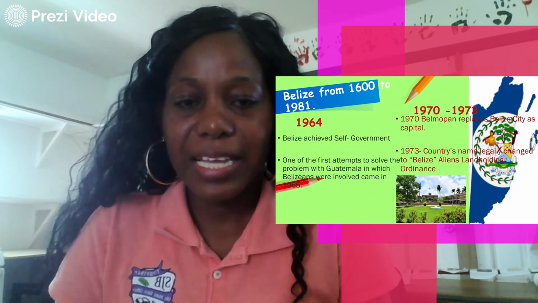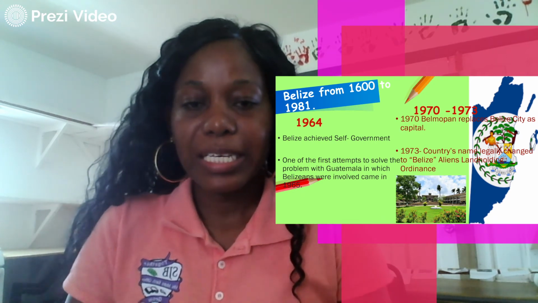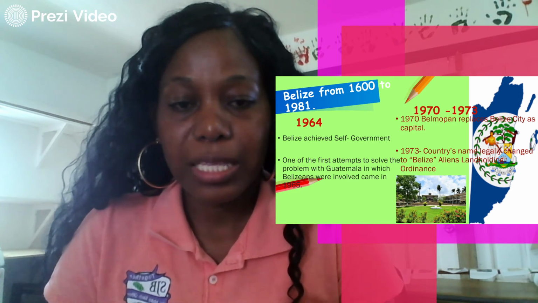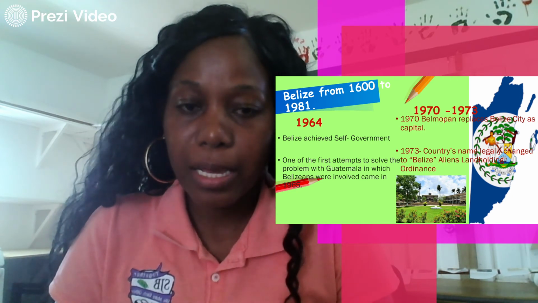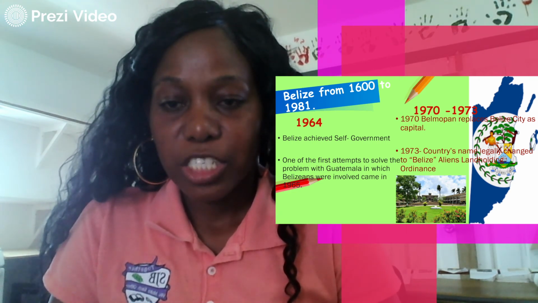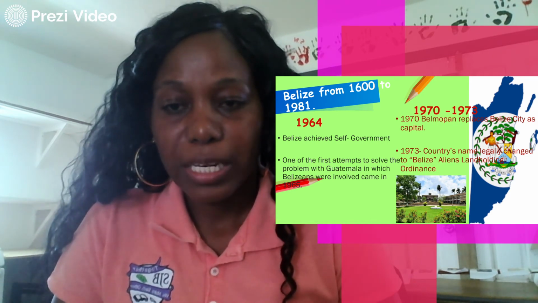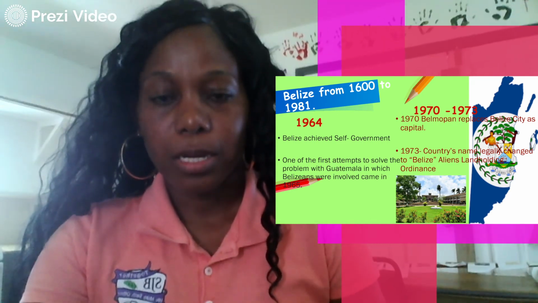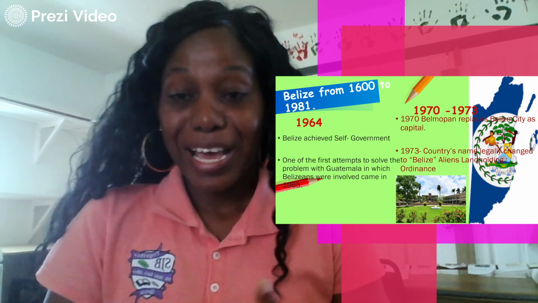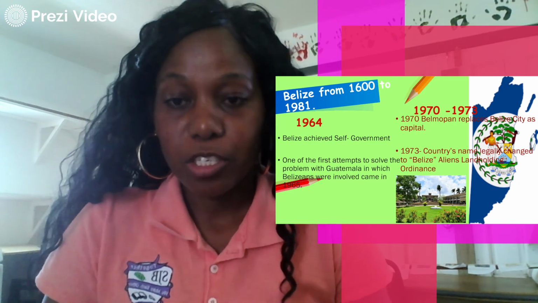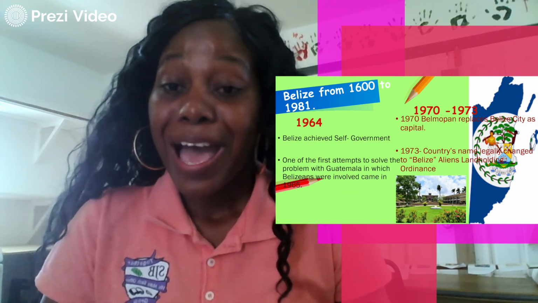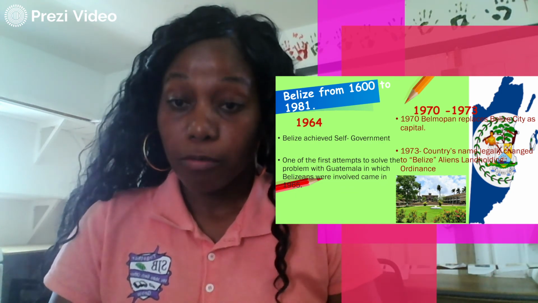1964. In 1964, that's when Belize achieved self-government. It was also one of the first attempts to solve the problem with Guatemala, in which Belizeans were involved. Remember, I mentioned earlier that in 1859, that's when the dispute started with Guatemala. So now we're talking about 1964, and that dispute comes up again in our discussion. So now we know that it is something that has been going on for a very long time, and yet it hasn't been resolved.